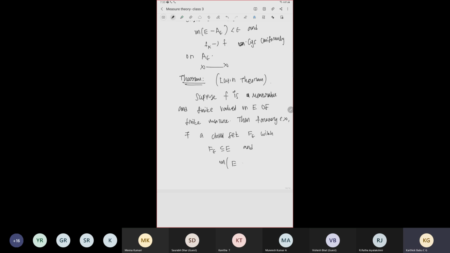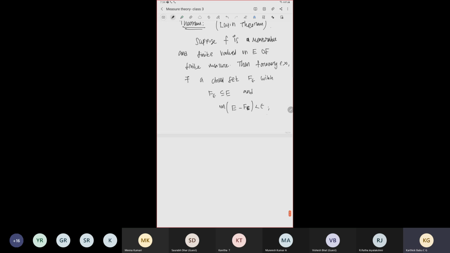Such that the measure of E minus F epsilon is less than epsilon, and f restricted to F epsilon is continuous. So if you restrict the function to that particular set F epsilon, then that function is continuous.